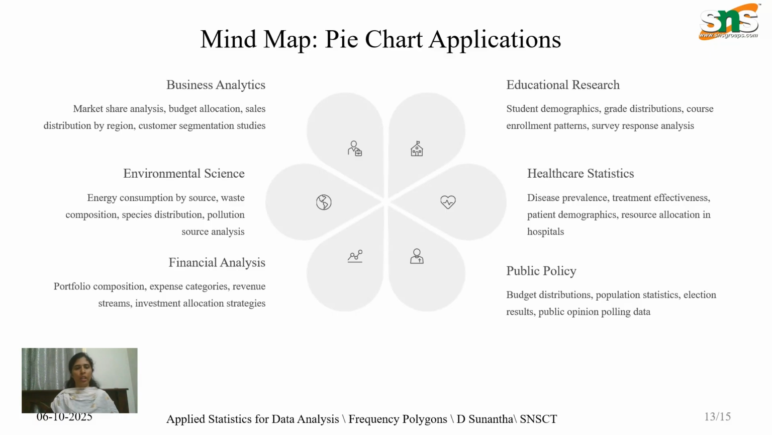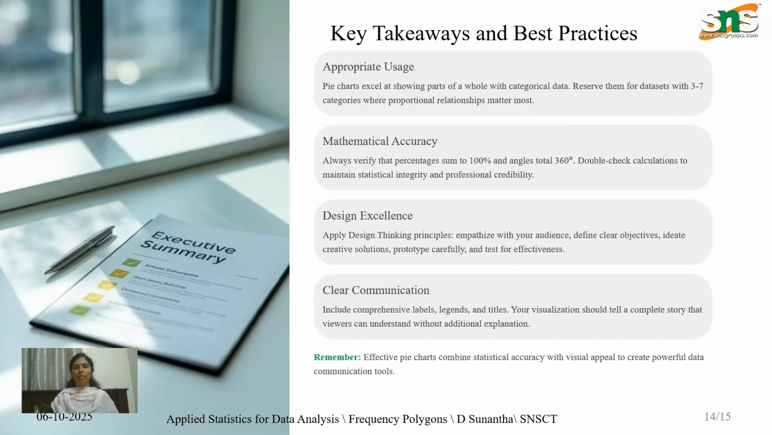Next, in environmental studies, we can also use this pie chart to visualize waste composition, species distribution, population source analysis. Next, even in financial analysis, we can use pie charts for portfolio composition, categories, revenue streams, investment allocation strategies. The takeaways and best practices are, first, appropriate usage. When we use the pie chart appropriately, the proportional relationship matters. Next is mathematical accuracy. Always verify the percentage sum is 100% and the angle total is 360 degrees.